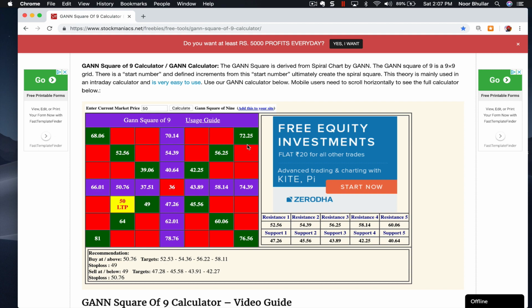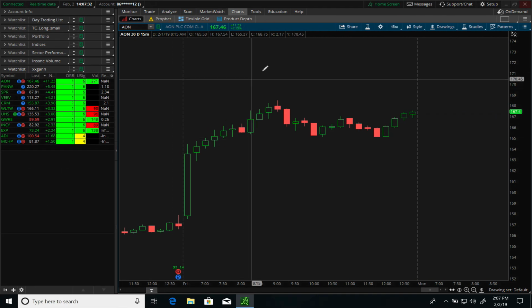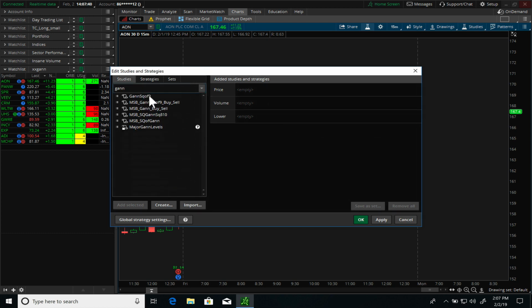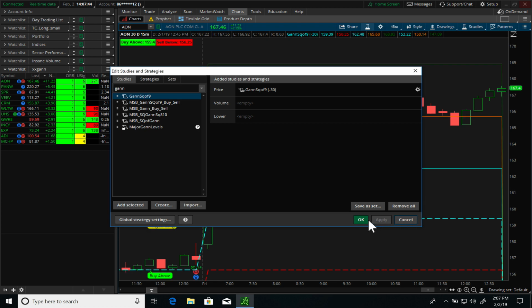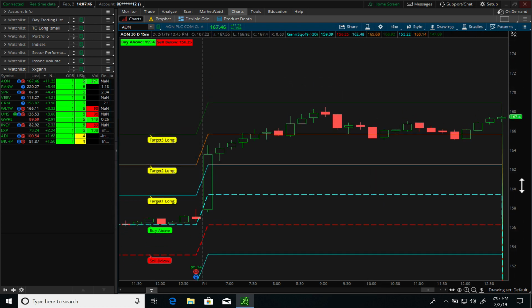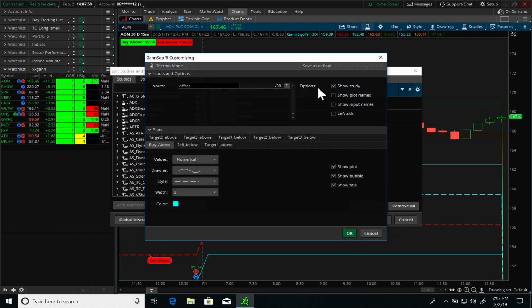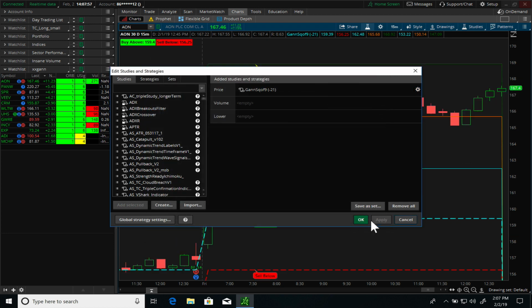Now, what I have done is taken this complex math and turned it into code on the ThinkorSwim platform. So, in order to look at this, we look at the Gann square of 9 study, add this, apply, and hit OK. One of the things we can do is adjust so that these targets show up a little bit closer on the line if you're using a shorter time frame.